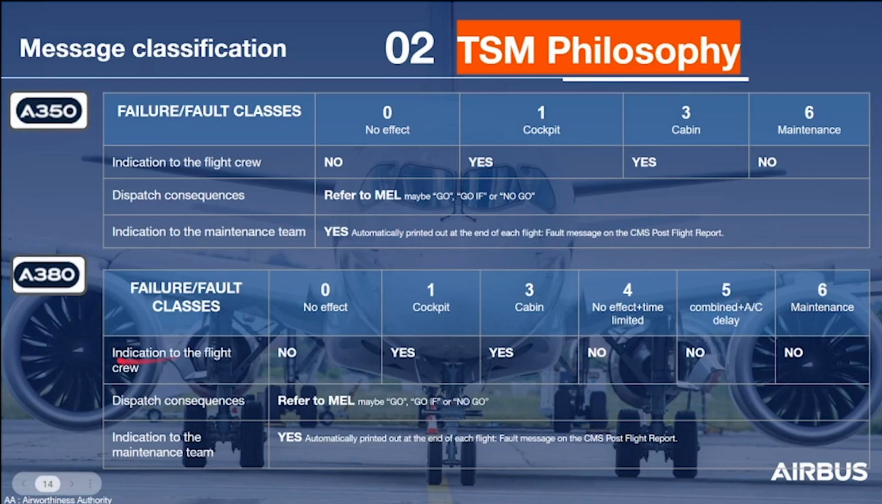For the indication to the flight crew, only class 1 and class 3 are shown to the flight crew. For the dispatch consequences, we need to check the MEL for all those message classes. And for the indication to the maintenance team, all those faults will be posted under the PFR.